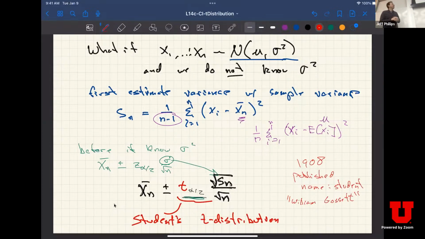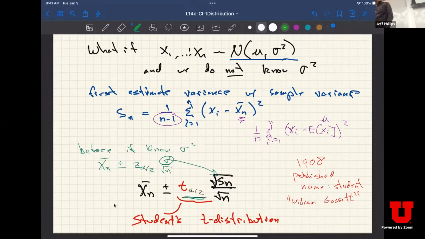Then there were a couple of things that weren't exactly right about this, and they were fixed by Ronald Fisher, who we'll talk about again on Thursday. He tweaked a couple of things, but it was William Gossett who had the main idea here. So this seems like a pretty simple fix.